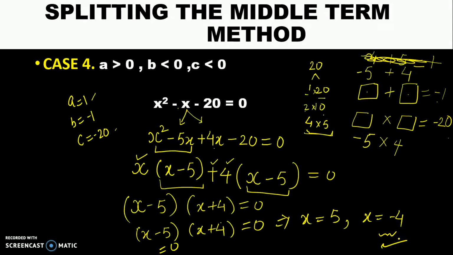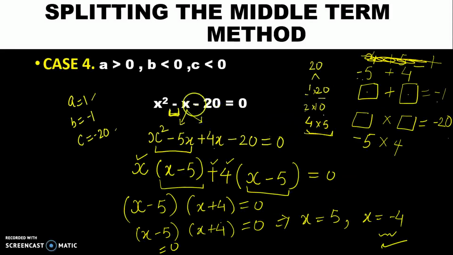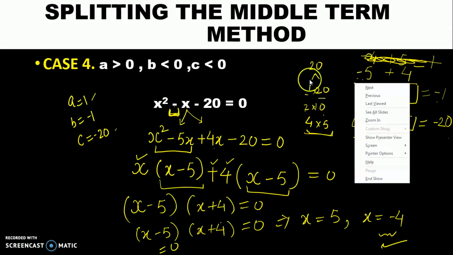Remember that here in case 3 and case 4. In case 4, when we have b negative, meaning coefficient of x negative, we take negative sign with the greater term. But in case 3, when we have coefficient of x positive, right, we have taken greater number with positive sign. And if we have negative here, we have taken negative sign with the greater number.